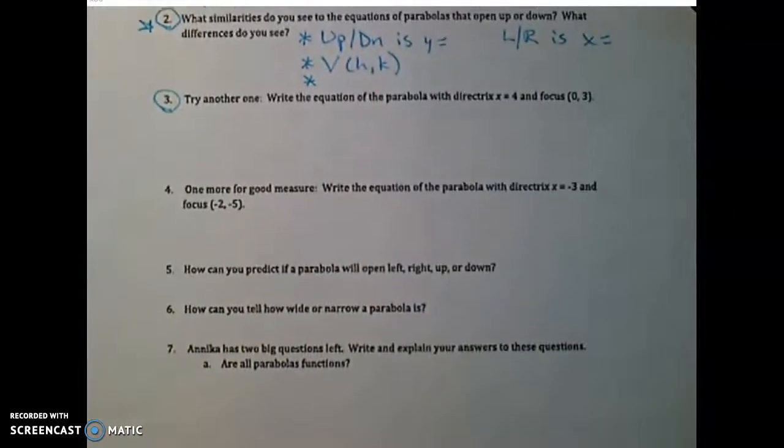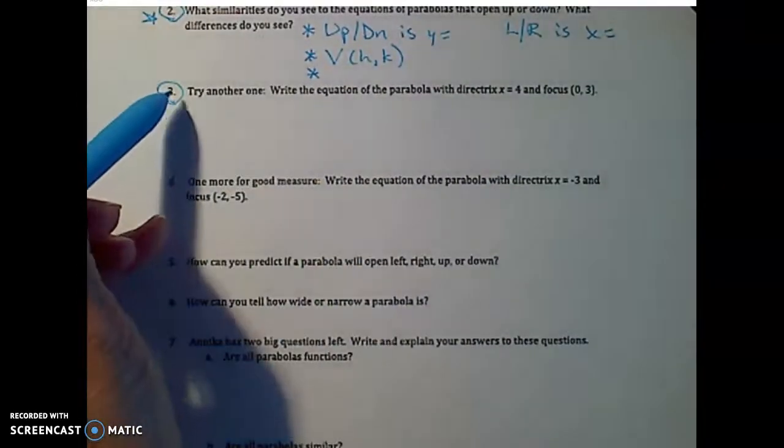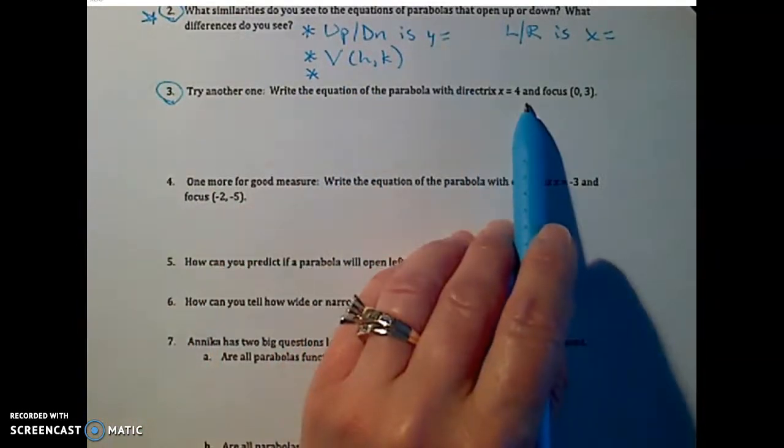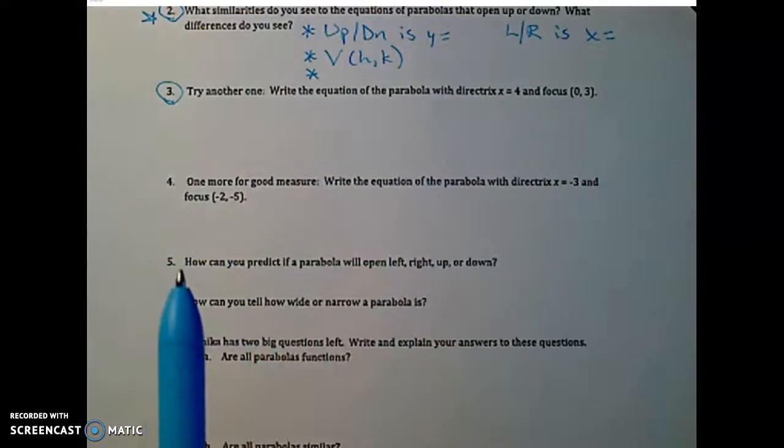Can you take a moment, I'm going to pause as you pause, and try to write the equation of a parabola whose directrix is x equals 4 and focus is (0, 3). Let's give each other a chance to get started.